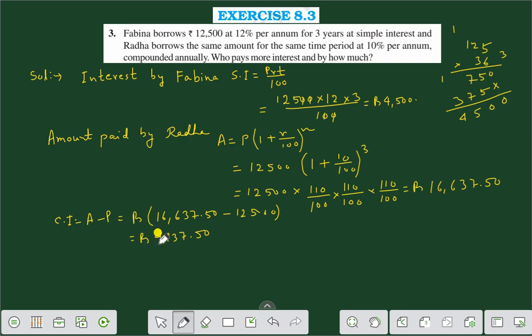Here see, compound interest Radha paid is 4,137.50 and interest paid by Favina is 4,500. Therefore, Favina's interest is greater, so Favina pays more interest.